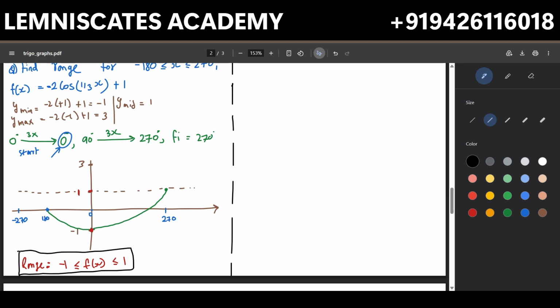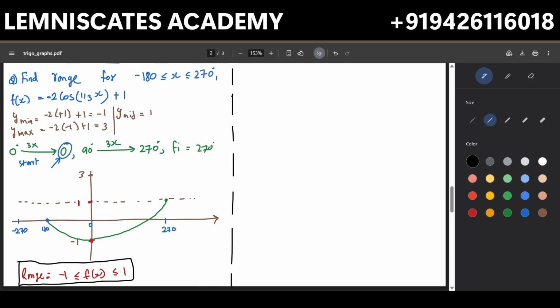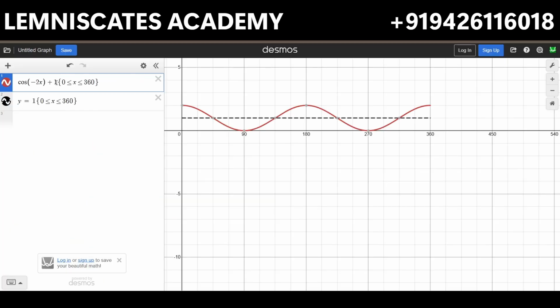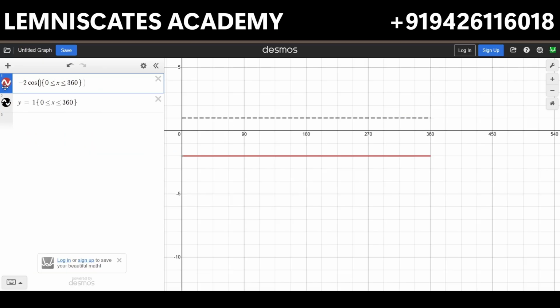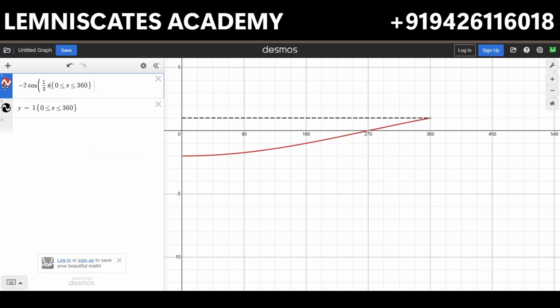I can also show this to you on the Desmos. -2 cos 1 by 3x plus 1. It's always good to check it on the Desmos just in case you have done any kind of a mistake. You can spot it over here. Simple as that.